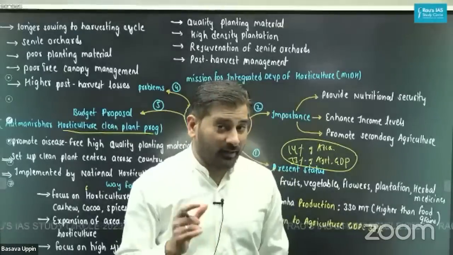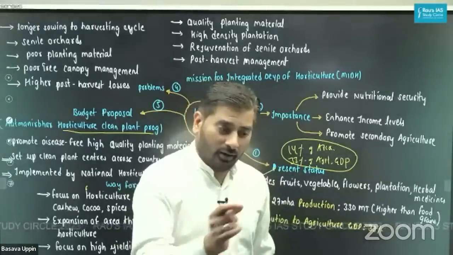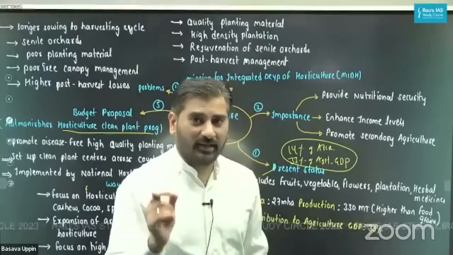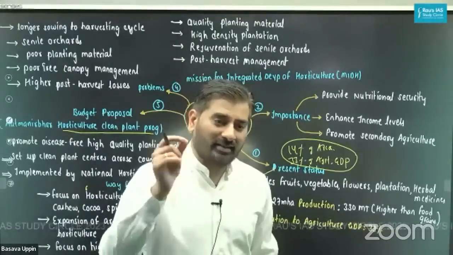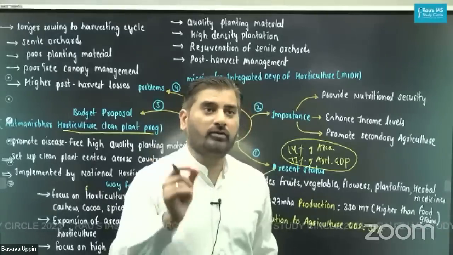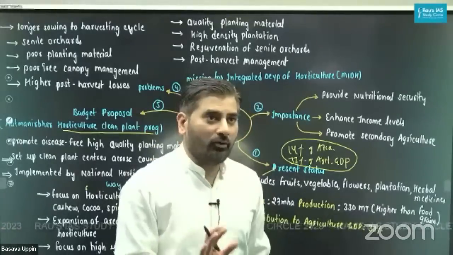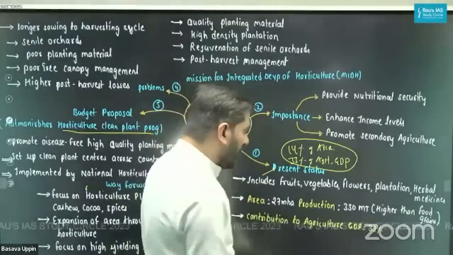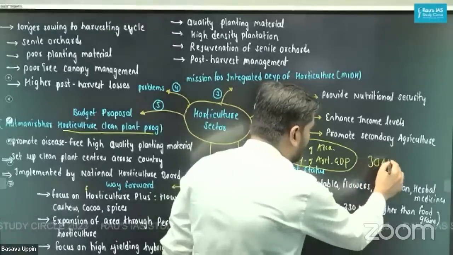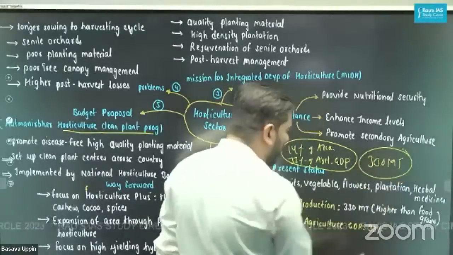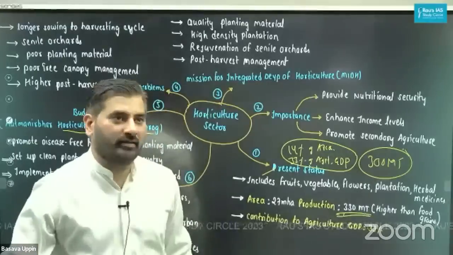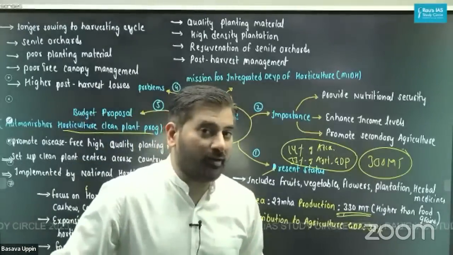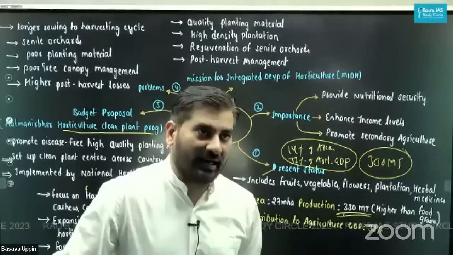And the second important thing that you must understand is that for the last 5 to 6 years, the overall production of horticulture crops has surpassed the production of food grains. Annually, the production of food grains is somewhere around 300 million tons, but the production of horticulture crops is much higher at 330 million tons. It's another important prelims pointer that you must remember.